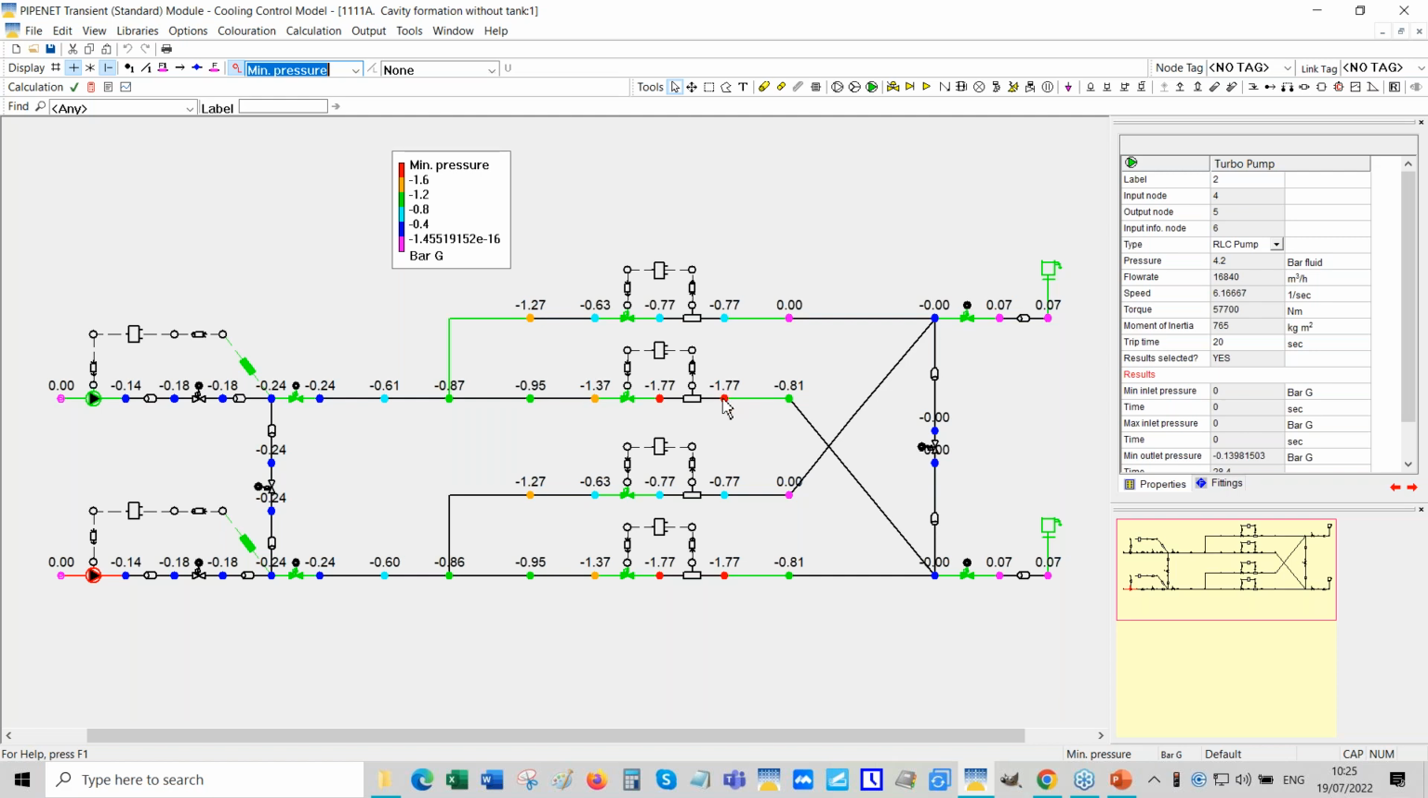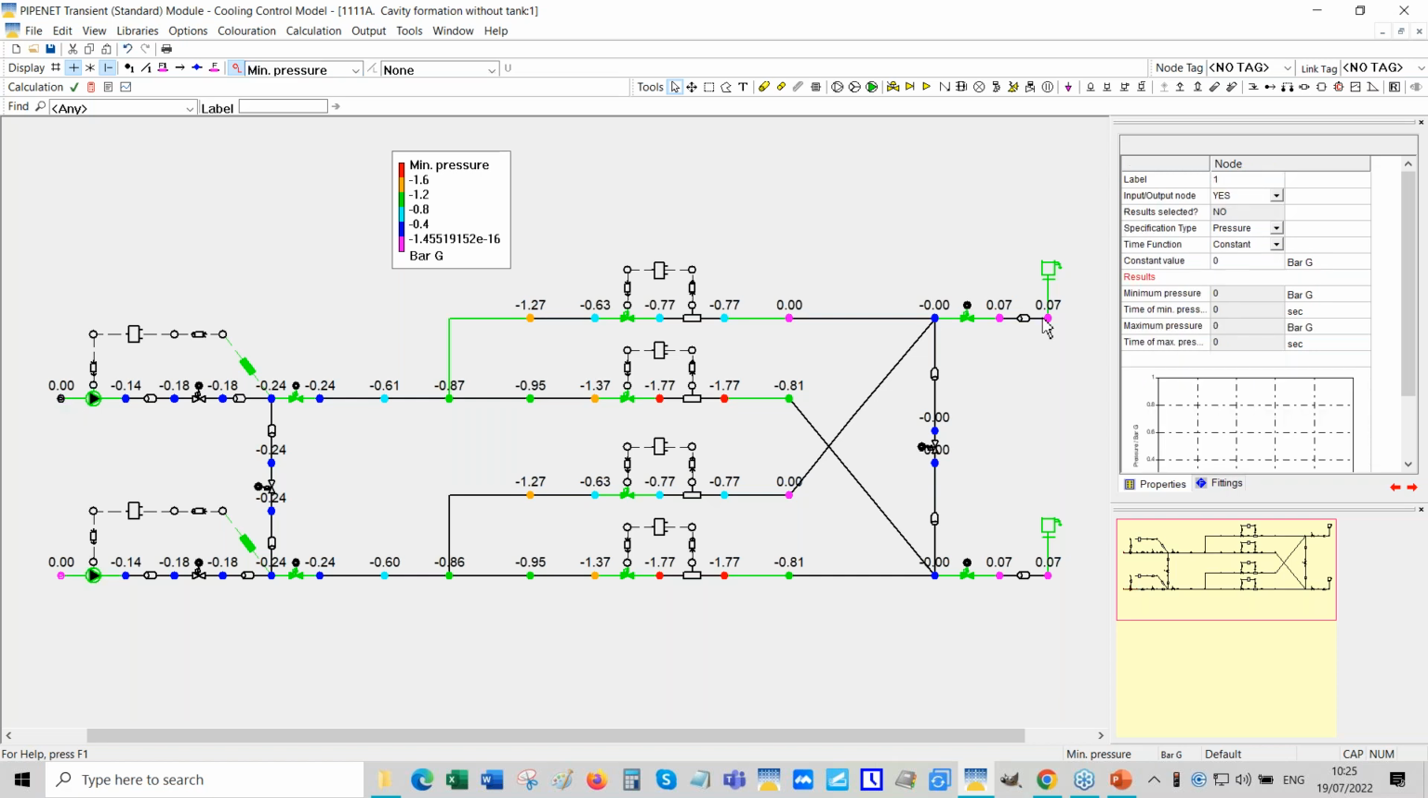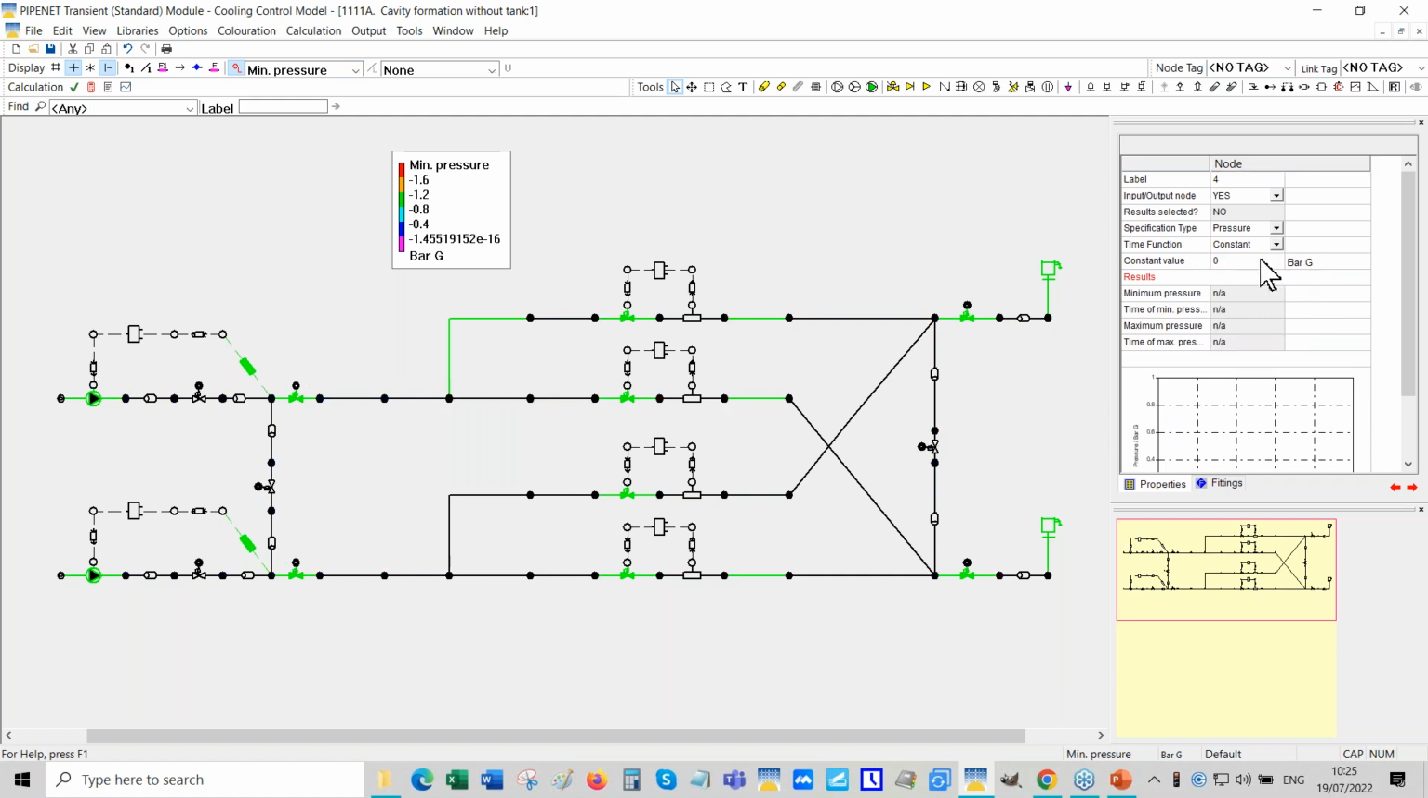Now, what we would ideally like to have is to bring this back to around 0 bar gauge. And one thing we could do to increase the pressure to 2 bar, we could install a tank here, for example, which has a normal elevation of 20 meters or something like that, and that will increase the pressure here.